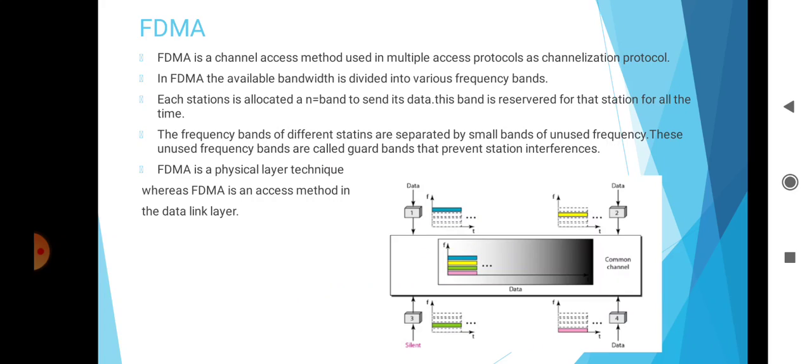In FDMA, the available bandwidth is divided into various frequency bands. Each station is allocated a band to send its data. This band is reserved for that station all the time. The frequency bands of the different stations are separated by small bands of unused frequency, and these unused frequency bands are called guard bands, and they prevent station interference.